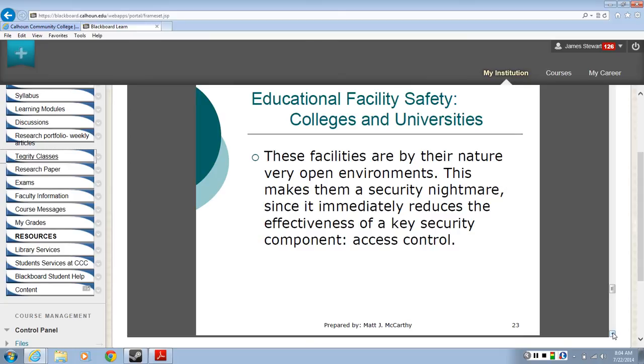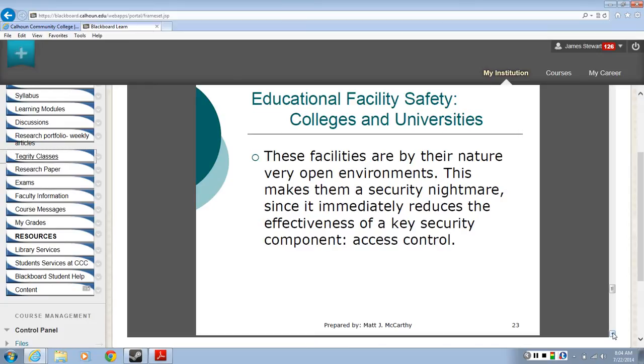Colleges and universities, by their nature, they're open. That's the thing. It's hard to control access to colleges and universities because they want to be known as open and accessible to the public. So therefore, that presents even a more unique challenge: typically you don't have to go through a metal detector. You don't have to go through a gate guard to get to a college or university. So it reduces the effectiveness of access control.